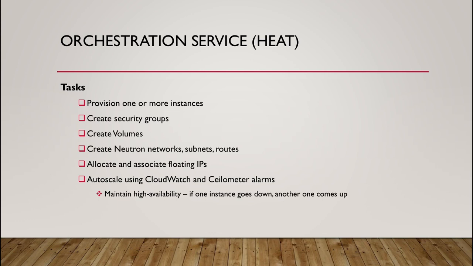Also you can create Neutron networks, subnets, routes, all these things, and allocate and associate floating IPs. Suppose you are deploying an instance: it will require a security group, a volume attached, a network, a subnet, and all those things. Heat by itself can provision all these necessary resources, then provision the instance and also assign a floating IP to communicate with the outside network. So you need not do anything manually here.